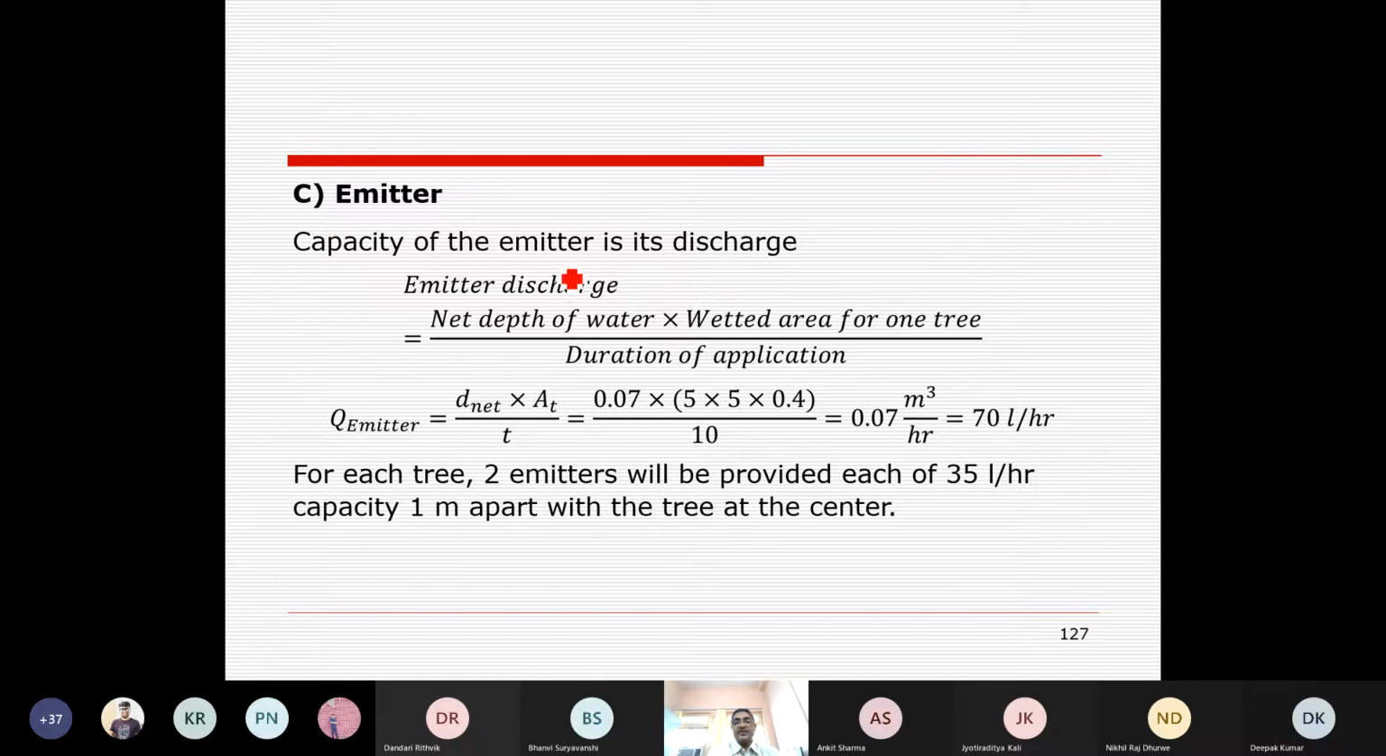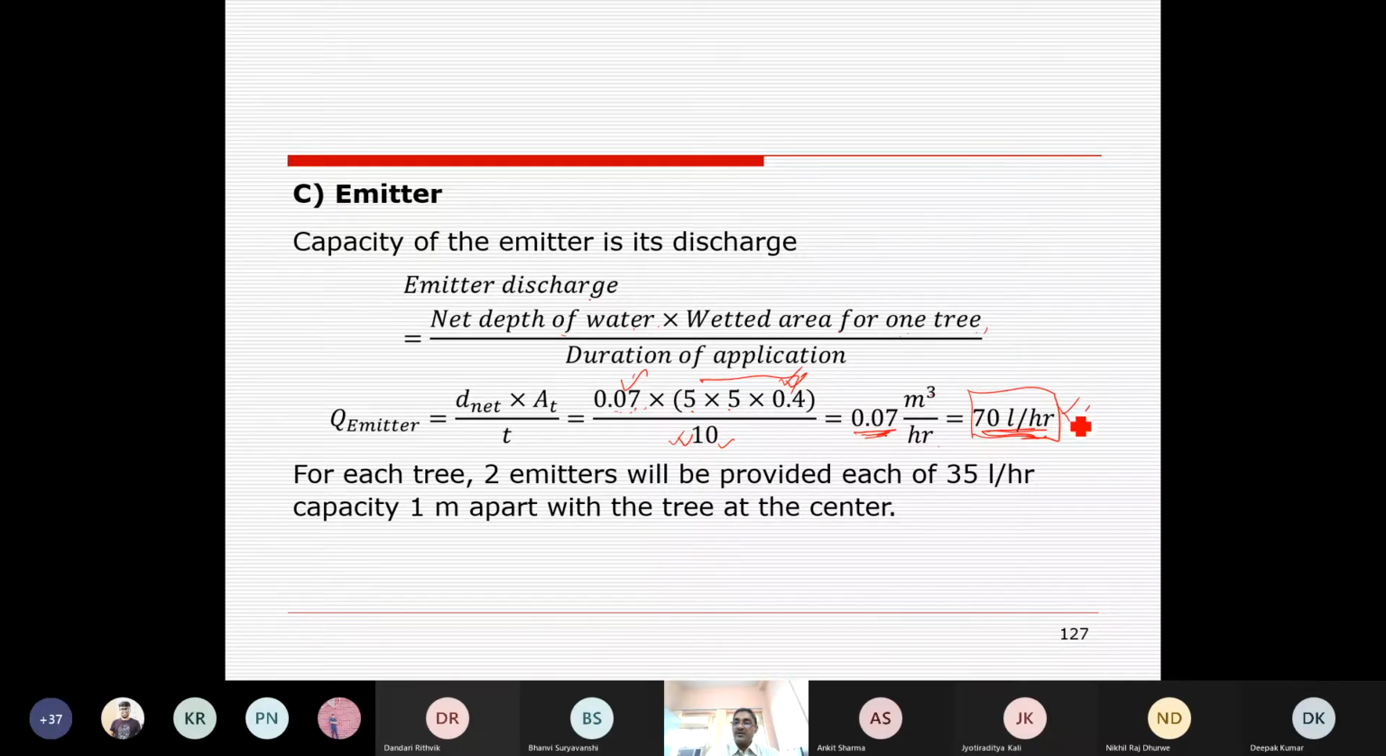Now, emitter capacity. For the emitter discharge, we can find out the net depth of water required, that is 0.07 meter. The wetted area for one tree is 5 meter by 5 meter and 40%, and the time is 10 hours. So this is meter, this is square meter, and this is hours. So cubic meter per hour, that is 0.07 cubic meter per hour is the emitter discharge. That is simply 70 liters per hour per plant we need to apply.